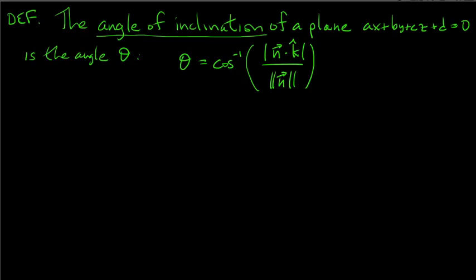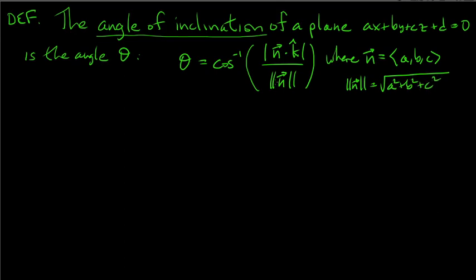Okay, so a definition, the angle of inclination of a plane, and let's suppose it's given by this equation here, is the angle theta, and theta is just the inverse cosine of the absolute value of n dot k divided by the magnitude of n. So, right, n, of course, is your normal vector. It's the vector with components a, b, and c. And so the magnitude of n, of course, is just the square root of a squared plus b squared plus c squared.